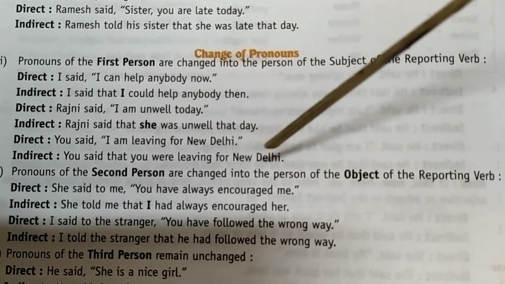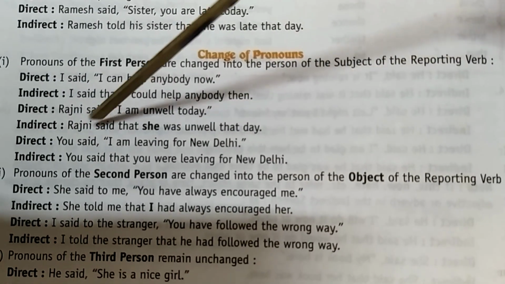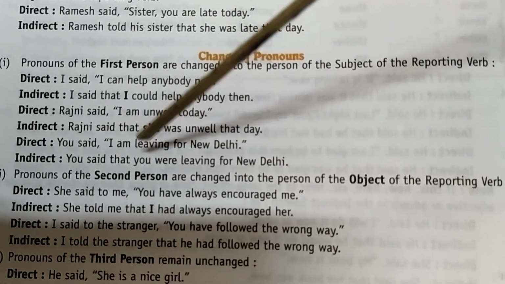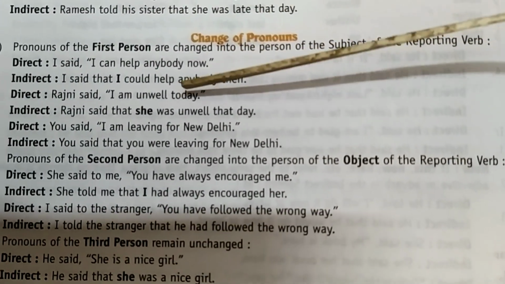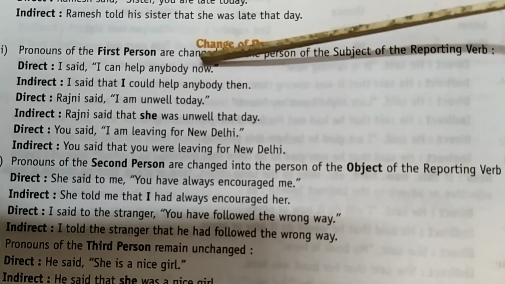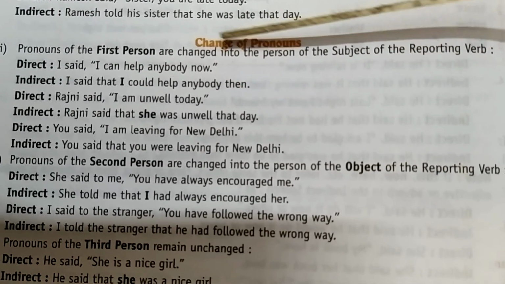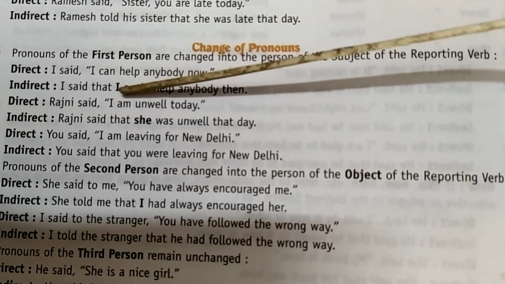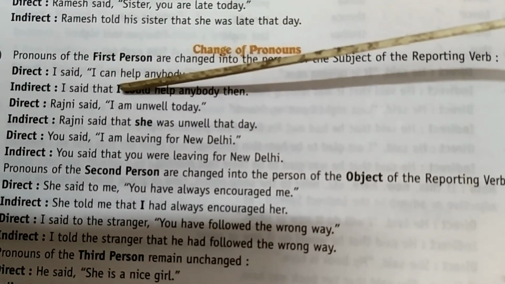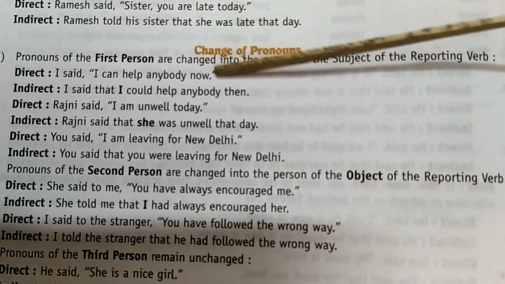Rajni said, "I am unwell today." Indirect: Rajni said that she was unwell that day. Keep on focusing. Today is converted into that day. Now is converted into then. Okay, along with noun or along with pronoun. Please remember that we are also changing this time expression.